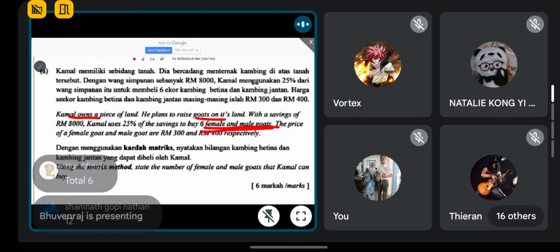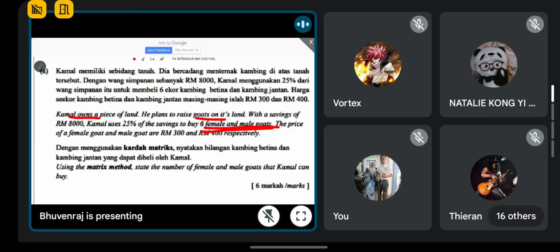6 female and male goats. This is the problem. Some people might assume that 6 female plus 6 male, but these 6 actually represent the total, secara total for the female and male. Must be careful over here. If you don't trust the English, try to read the BM. Cuba baca BM. I feel that BM pun macam sama dengan BI, but you must make sure this one is correct. Make sure your first equation, you must get x plus y equal to 6, not any other number, because 6 is the total. Jumlah dia.